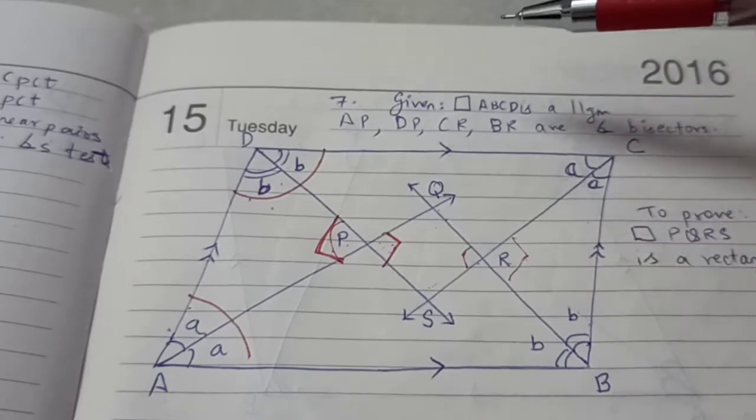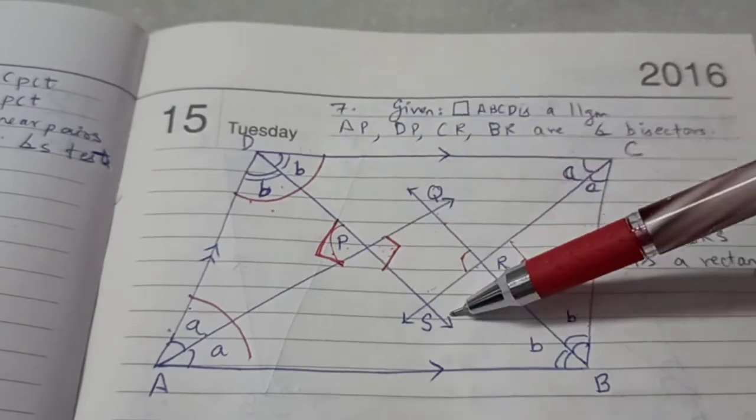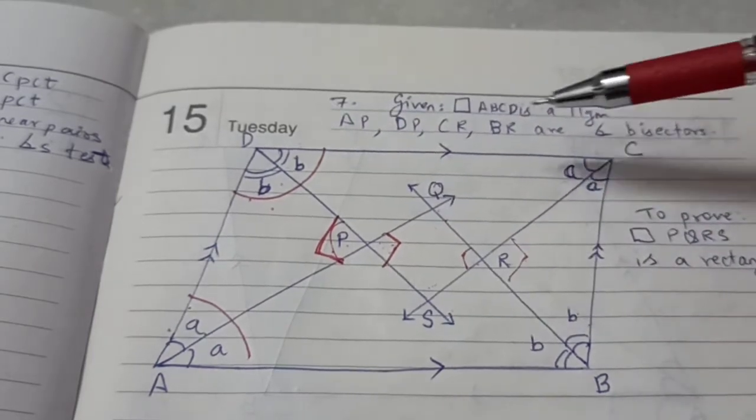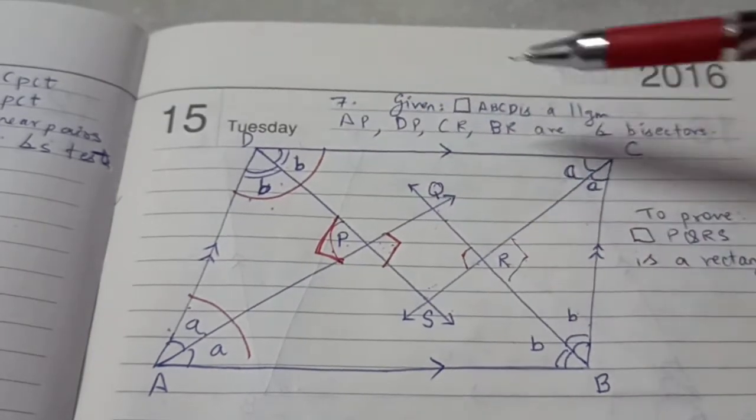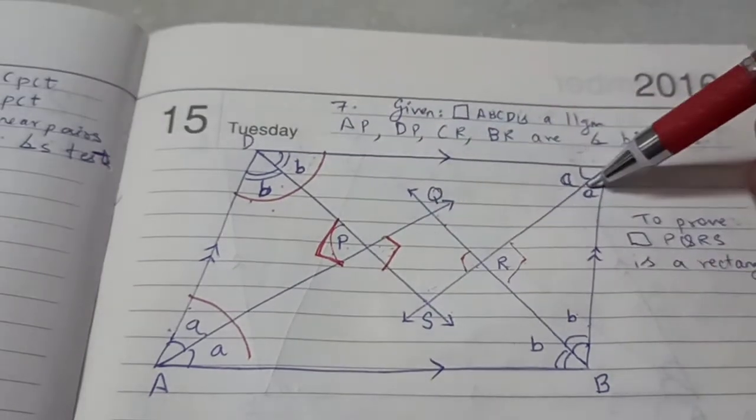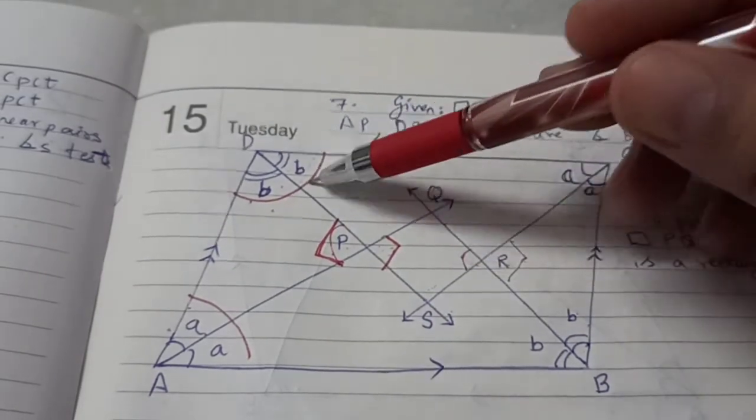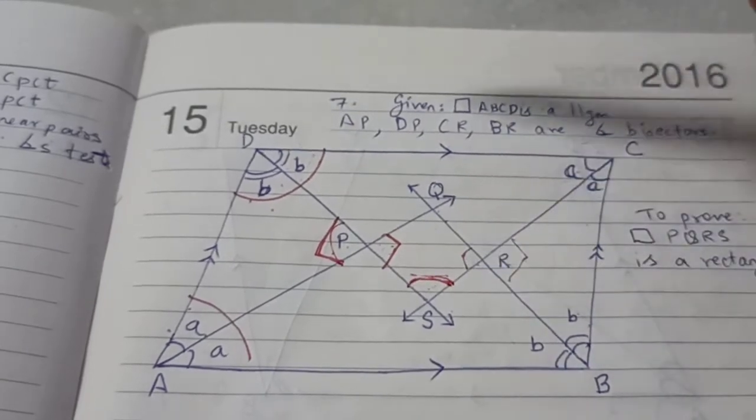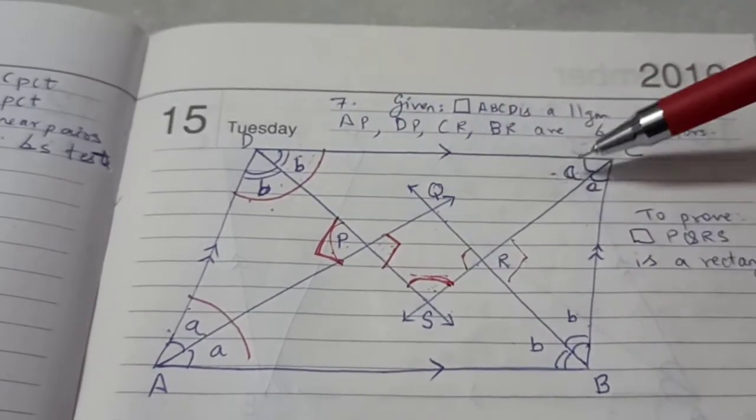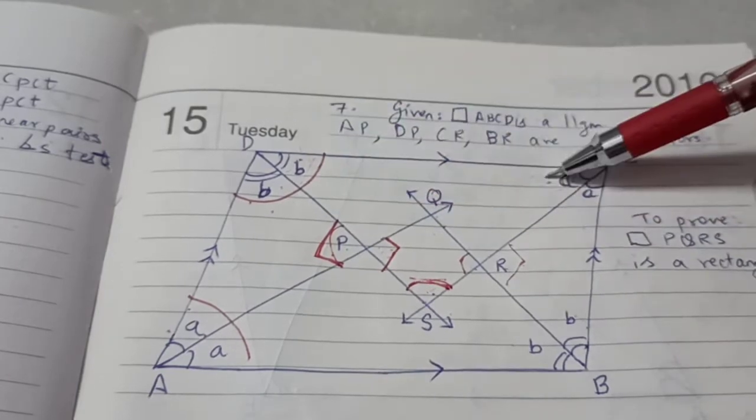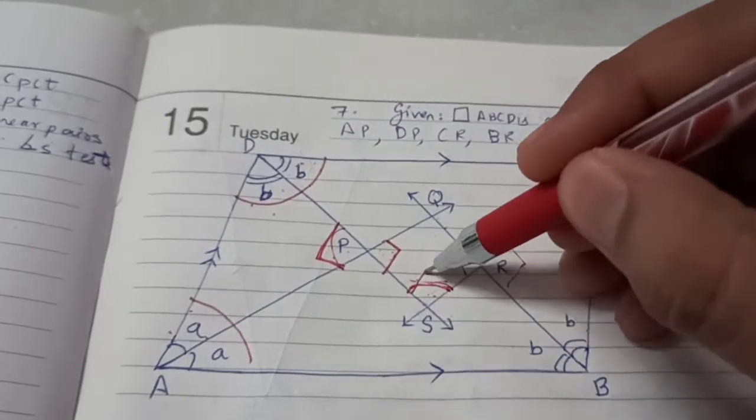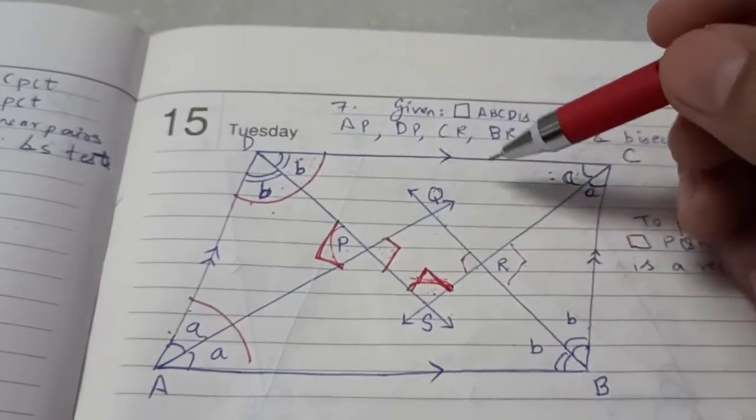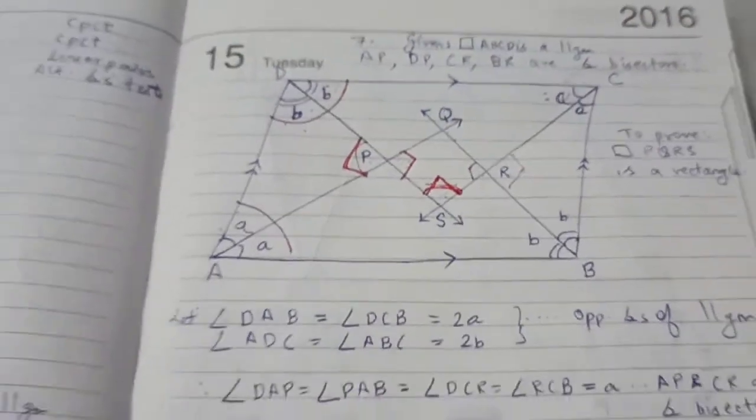So now let's talk about triangle DSC. Again, in triangle DSC, this is B and this is A, and B plus A plus this angle will be totally 180 degrees. Angle sum property. Out of that, A plus B is already 90. So how much will this be? 90. So hence it is a rectangle. So this is the solution.